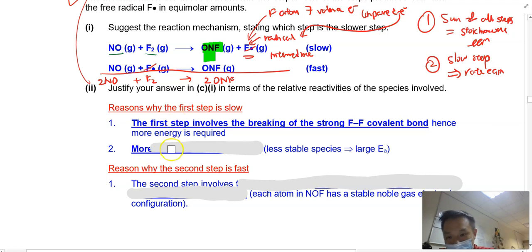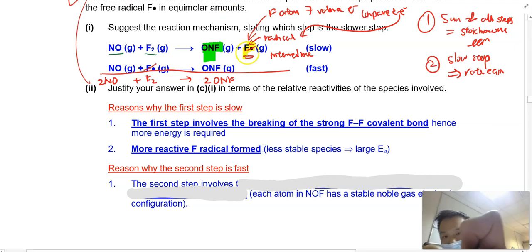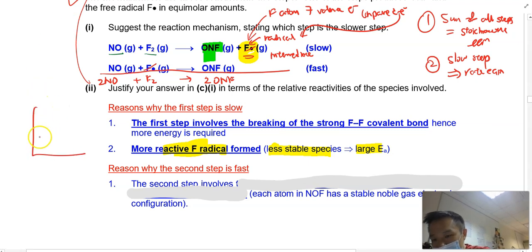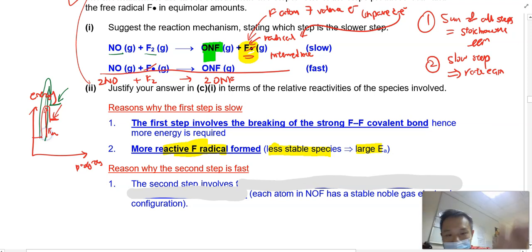Also you form a highly reactive F radical. The F radical is very reactive, so it's less stable. Less stable typically will indicate it has a high energy, and therefore indicate it has a large Ea. So if you recall, you have an unstable intermediate, energy is high, so you can see the Ea will be larger. More unstable means higher in energy. If you remember your energy profile diagram, if I have an even higher energy level for my intermediate, you can imagine the Ea to be even higher.